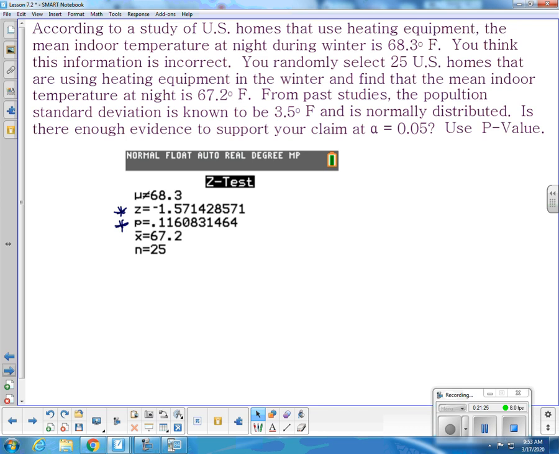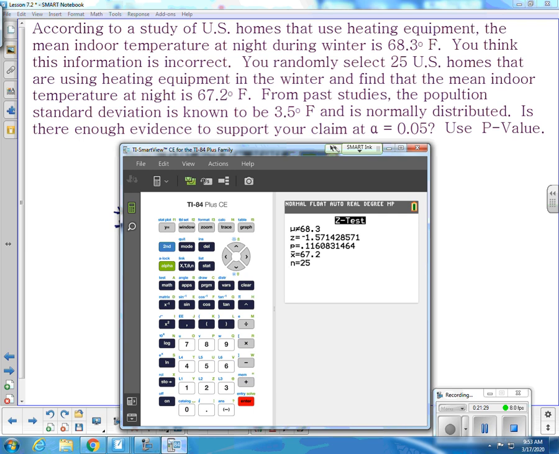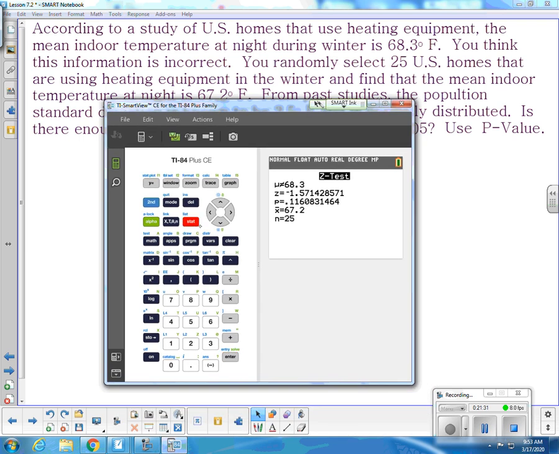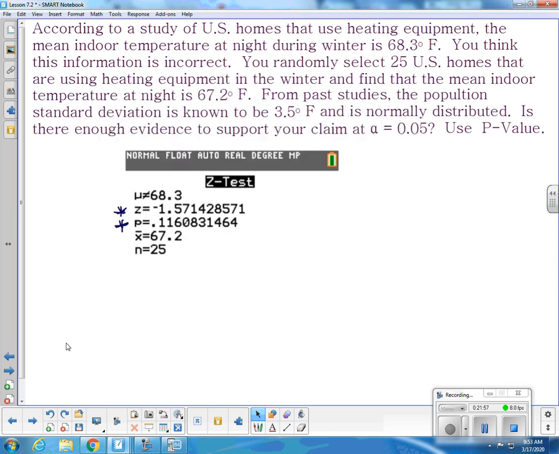Okay? So again, you're going to go to stat, test, z-test. If I wanted to change that and say I just wanted to do less than, it will cut that p-score in half, because remember, we're doubling it if it's a two-tailed test. Notice the p is 0.058. The z-score is still the same. Okay? So that's how you use your calculator.